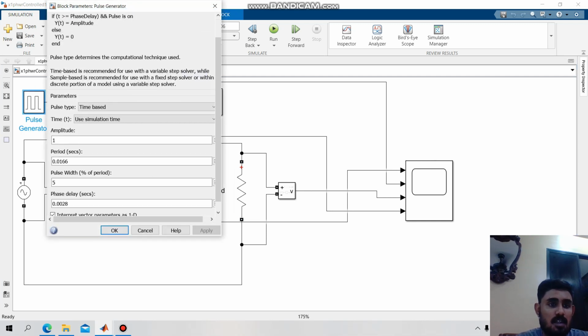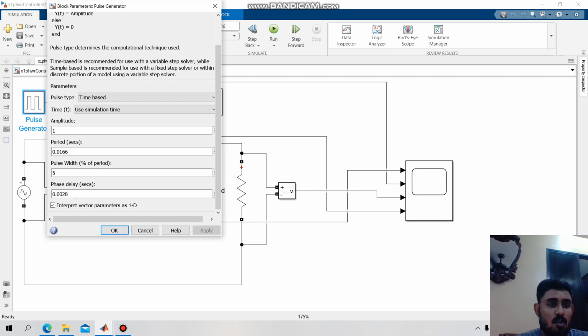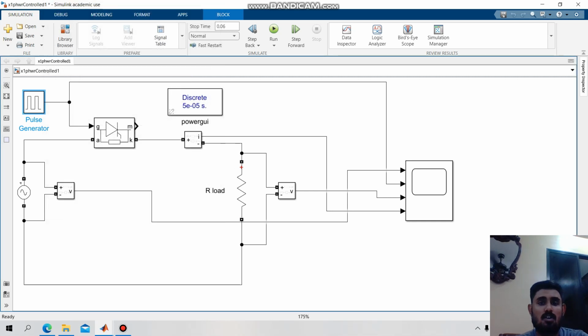Meanwhile, for the pulse generator, we need to change the period. The period is equal to 1 over 60, where we will get 0.0166, and the phase delay is equal to the phase ratio times the period, where the phase ratio is equal to alpha divided by 360, where our alpha is 61.2. Then from there we get the phase delay, which is 0.0028 second. Where it's all been connected, our stop time we adjusted to 0.06. So we run the simulation.